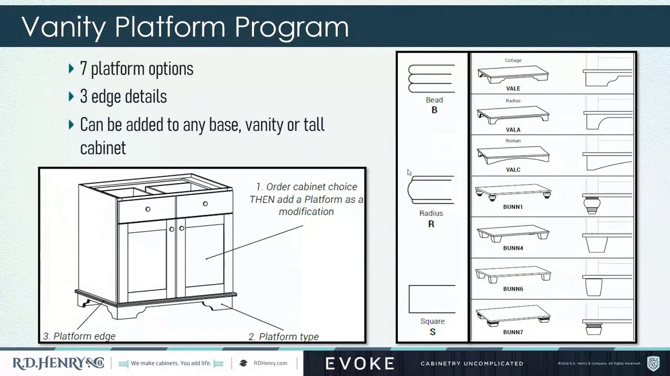So we do have a vanity platform program in our Evoke line. Great way to make any vanity cabinet or tall cabinet look more like a furniture piece by just adding a simple vanity platform. It can be added to any base, vanity, or tall cabinet. There are 7 different style options to choose from, and then each of those style options has 3 edge profiles to select from. Like I said, great way to add character, dresses up a space without breaking the budget. So always keep those in mind if you want something different.